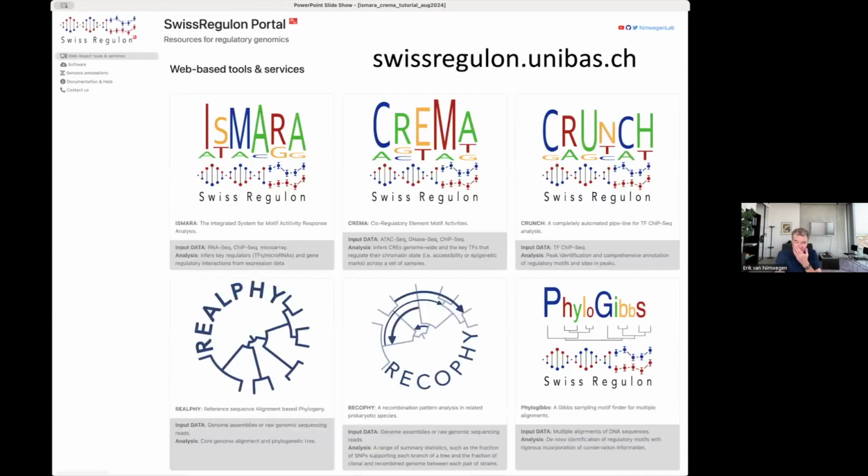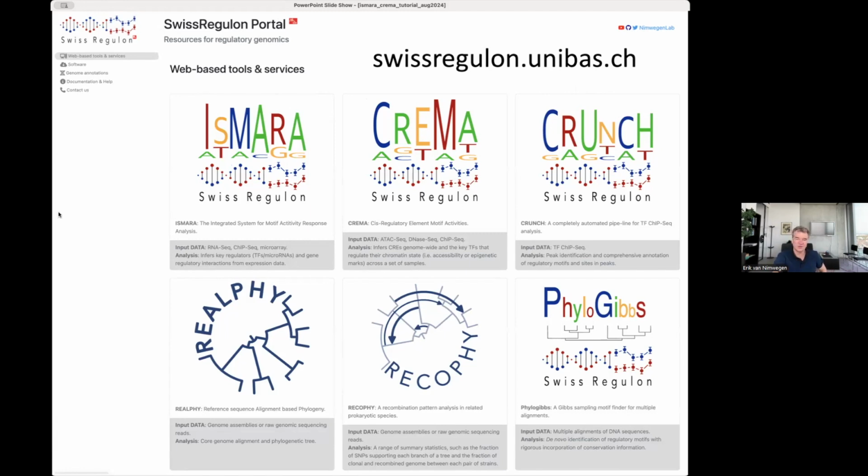All right. So our group is offering a number of web services, all having to do with computational biology, many having to do with computational regulatory genomics, so learning about regulatory networks. And so we have a general portal called swissregulon.unibas.ch that looks like this. This is a picture of the website through which all these services are available. And today I'm going to be talking about ISMARA and CREMA.